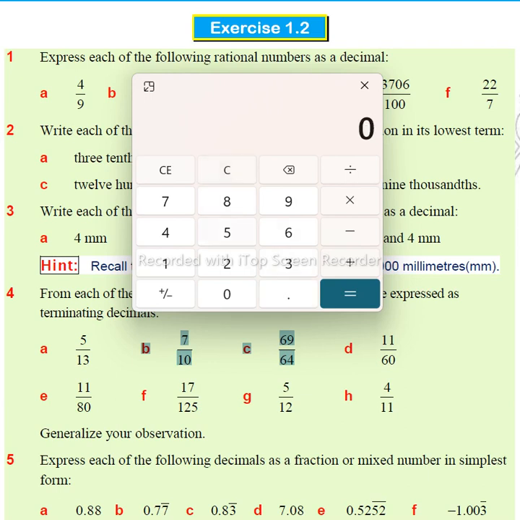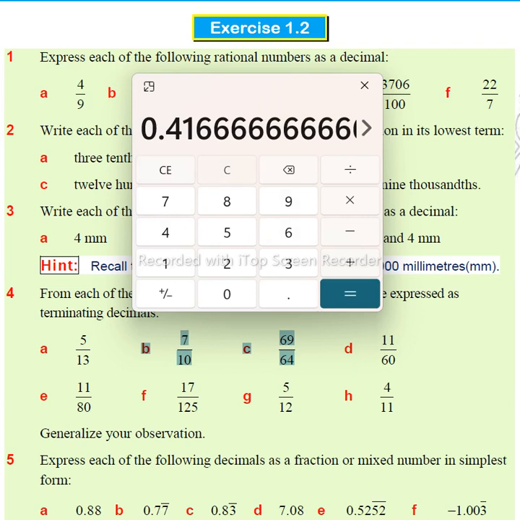G means 5 divided by 12. When we divide, we will get this number, 0.41666. It is not terminating because 6 is repeated infinitely. So this is a non-terminating decimal.